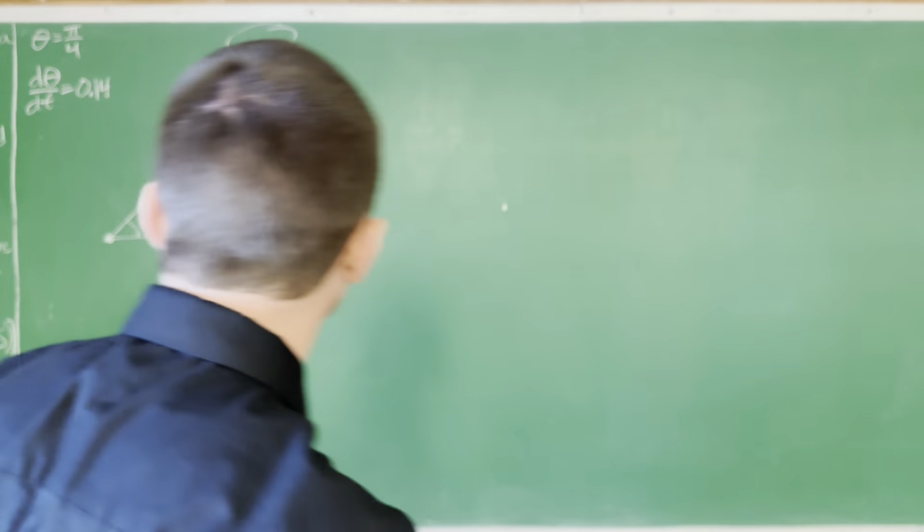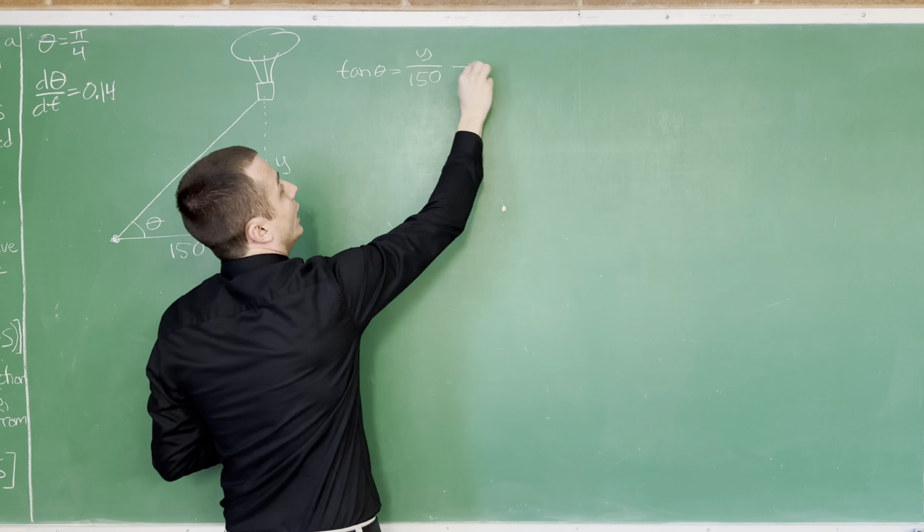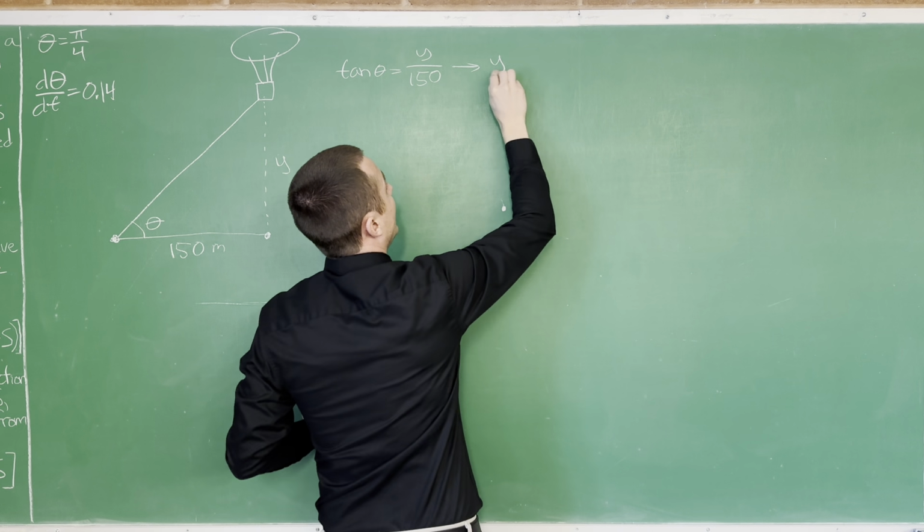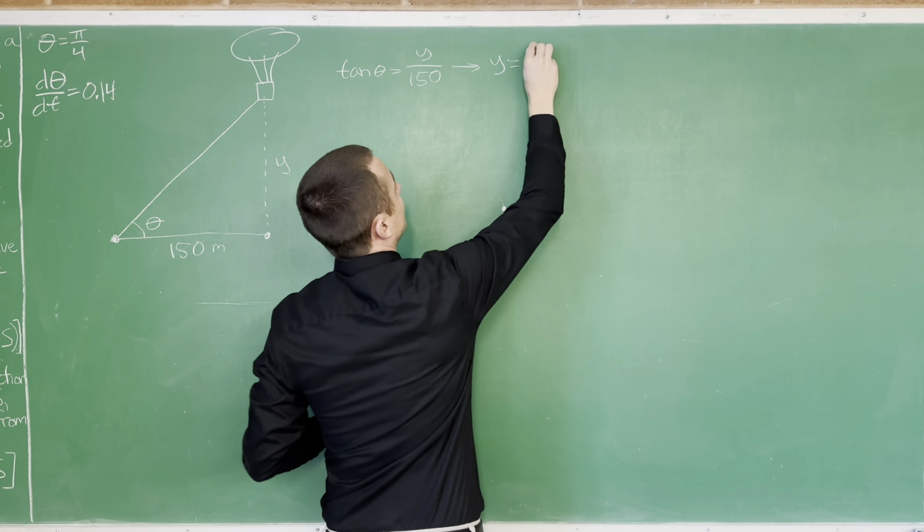I don't have the hypotenuse. What do I have? I have the base and I have the height. Tangent. So I know that tangent of theta is equal to y over 150. Ignore units for a second. In other words, I want to write y as some function of theta. So y is equal to, forgot my constant, 150 tangent of theta. Good? Okay, now I need to relate the change in y to the change in theta.